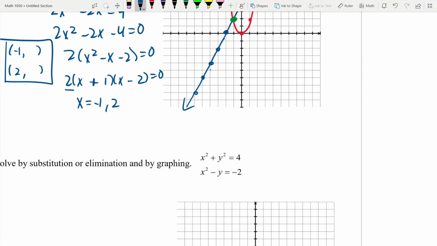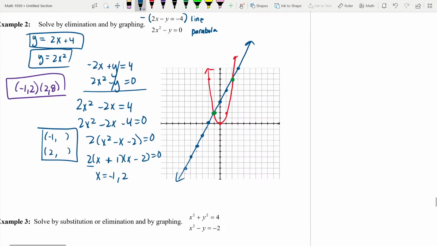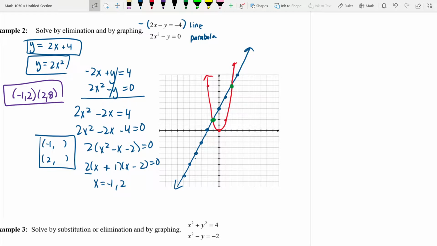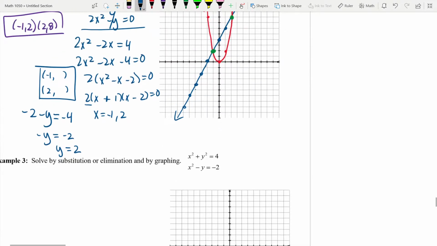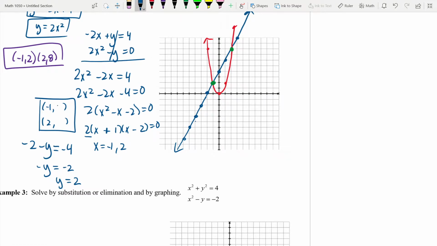Okay? Now, to find my y, you have to go to the original. Which one looks easier for you if you put in an x and you try to solve for y? It doesn't matter which you use. I think equation 1 looks the easiest. So let's go 2 times -1. That's -2 minus y equals -4. So I'm going to move my 2 over. -y equals -2. Divide, y equals 2. So if x is a -1, y is 2.